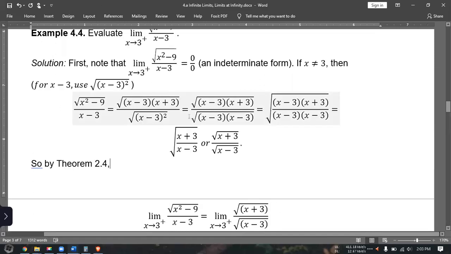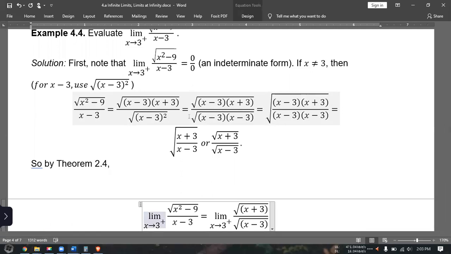And then, whatever limit we can obtain in our new function, square root of x plus 3 over x minus 3, will also be applied to our original function. That is the Theorem 3.4, the replacement theorem, from our previous module.